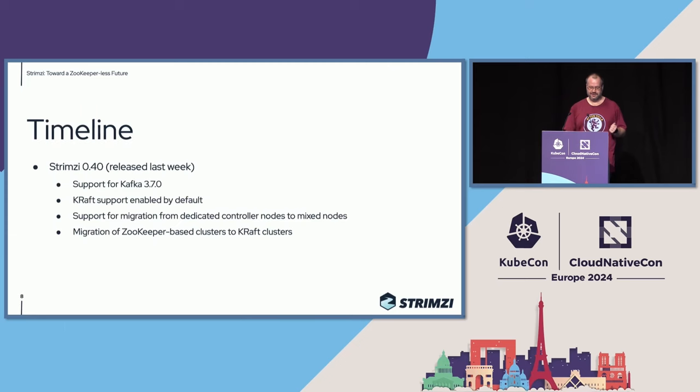because that's how you can grow your cluster with your project. As for the timeline, last week we released Strimzi 0.40, which in terms of the Kraft or ZooKeeper-less Kafka support was a major release because it now enables Kraft support by default, so you can decide on your own whether you want to use Kraft or ZooKeeper without enabling any alpha level feature gates. And it's also the first version where we added support for migration of existing ZooKeeper clusters to Kraft so that you can try that out if you have any existing clusters.